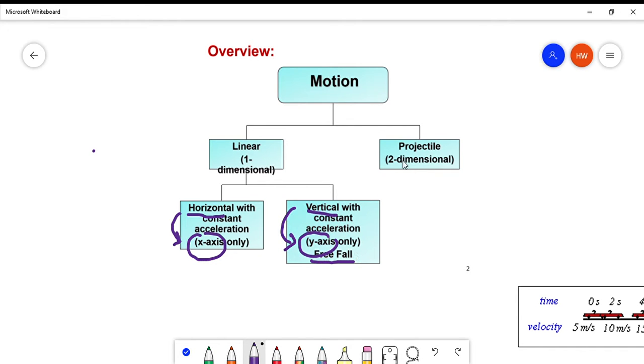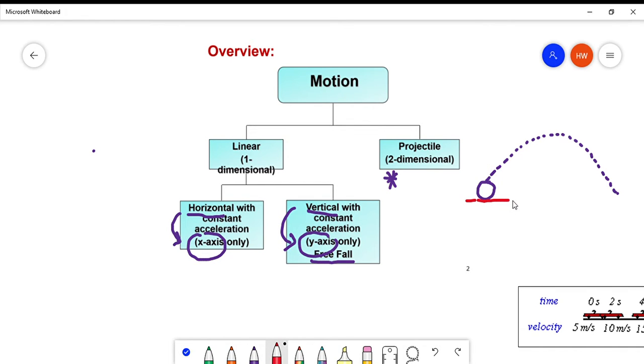For projectile motion, it will involve two dimensions. I'm not sure if you have already seen this in secondary school. For senior students from last year's session, it was not in your syllabus, so please pay attention to this. For projectile motion, let me give a little overview.